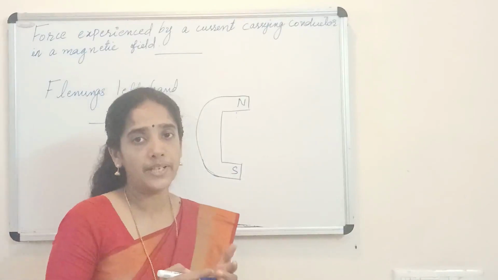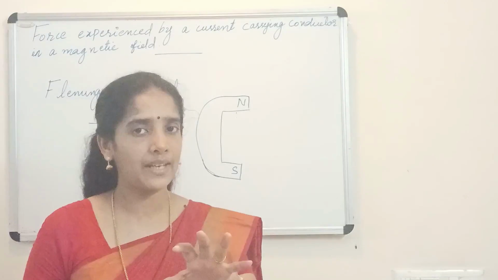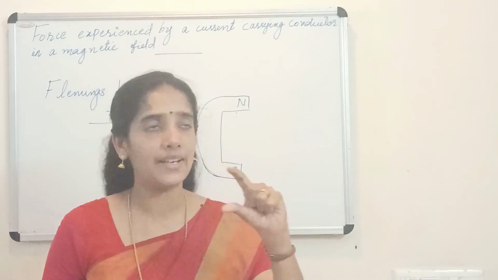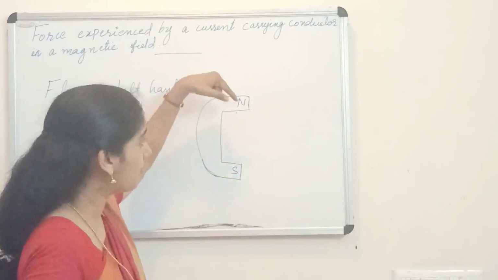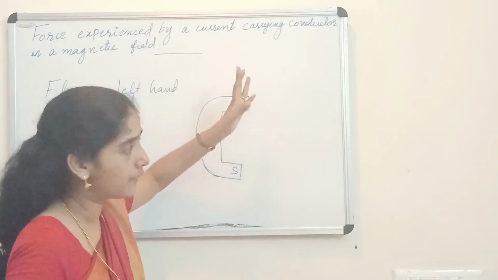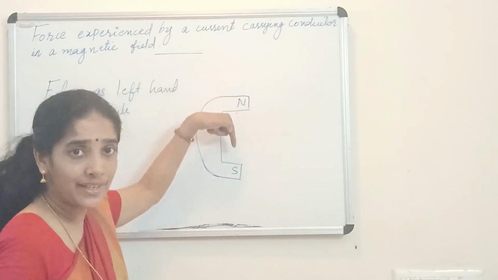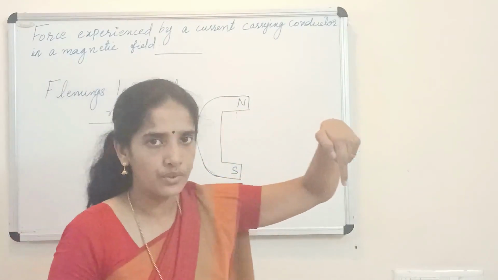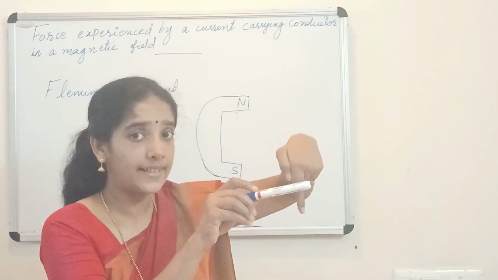And here I told you, for getting the maximum effect of the force, the current carrying conductor is to be kept perpendicular to the field. Here, look, the magnet is like this. Outside the magnet, field lines are from north to south. So here field lines are like this, vertically downward. So the current carrying conductor should be perpendicular to the field.